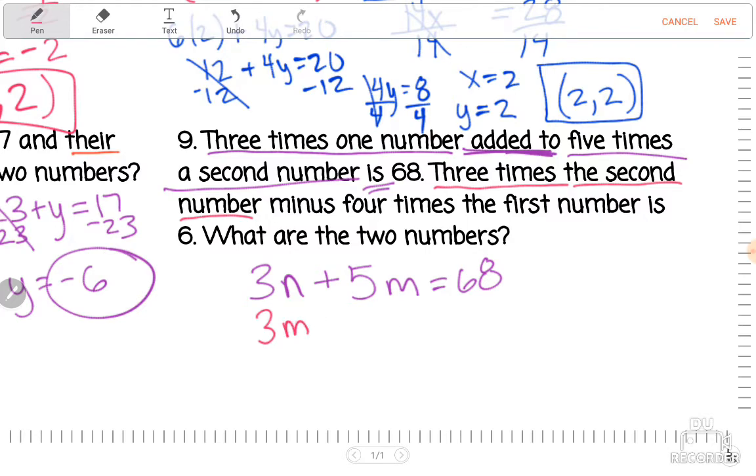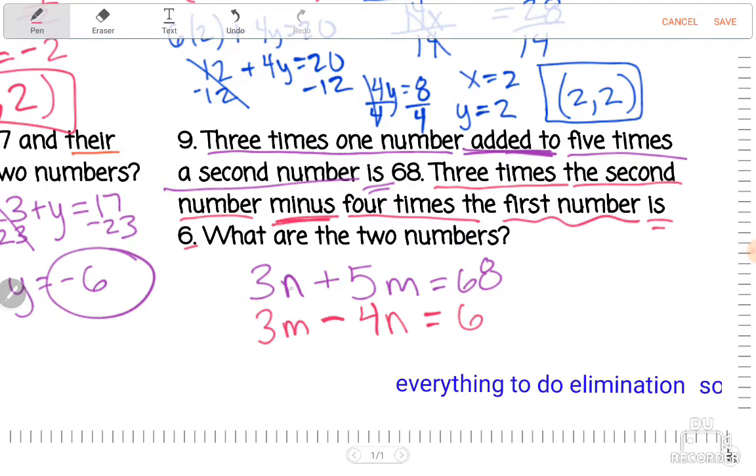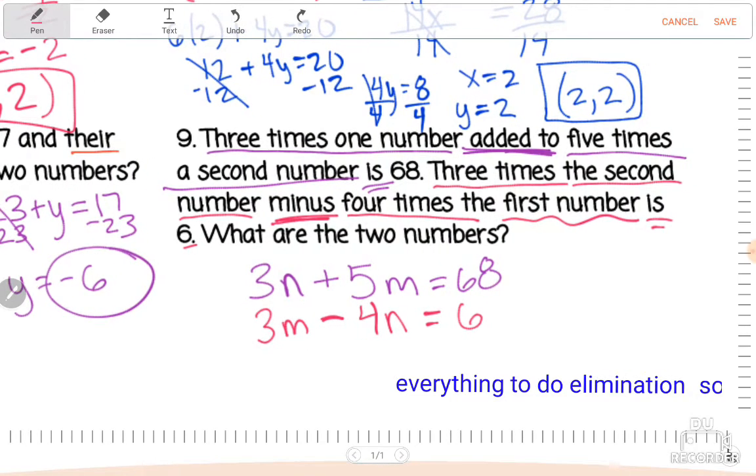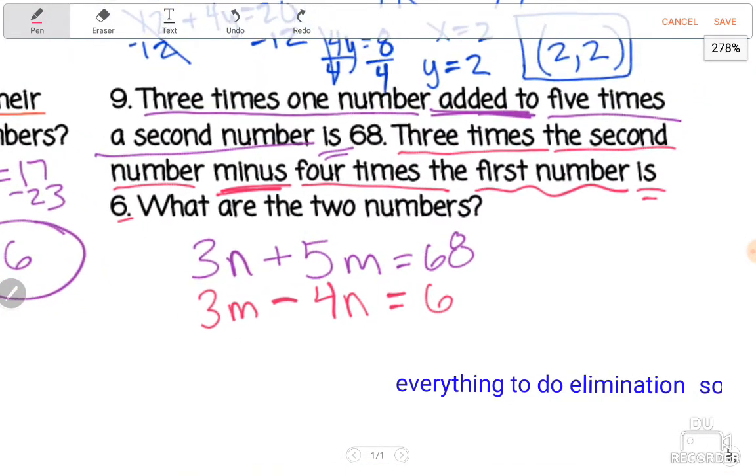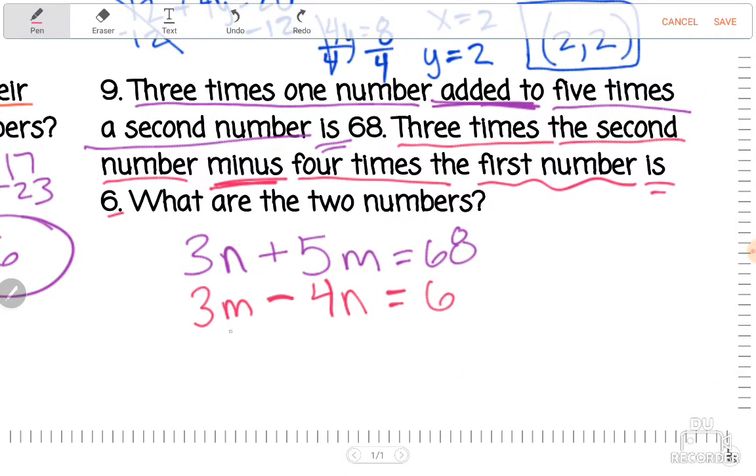3 times the second number minus 4 times the first number. The first number was the first one we talked about, which was n. So that's kind of a backwards way of saying it, but that's what we get, and it equals 6. Remember, to do elimination, you need the same variables lined up. So right now, I can't do this problem as is when it comes to solving. So what you would need to do is rewrite this. I can write it as negative 4n.